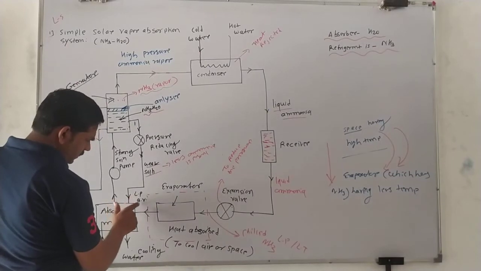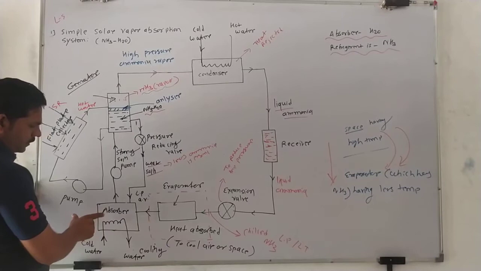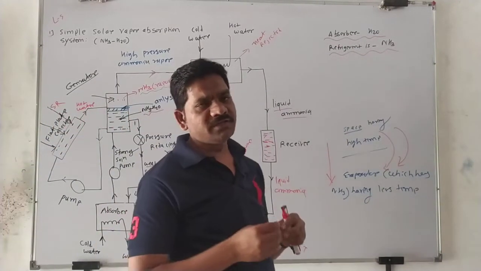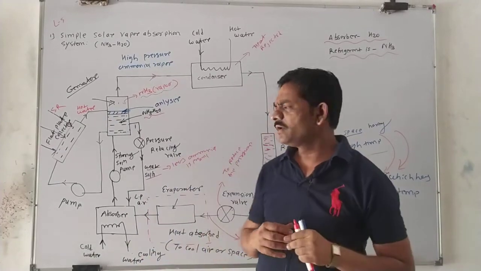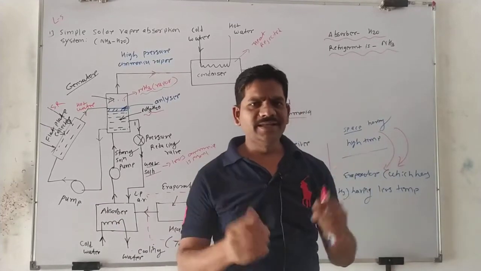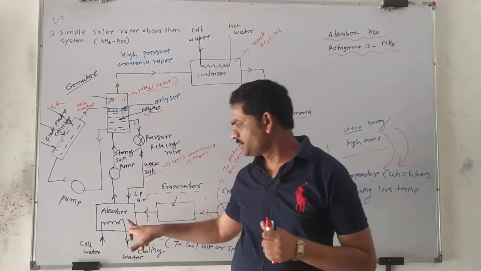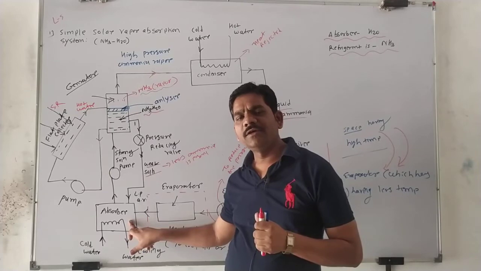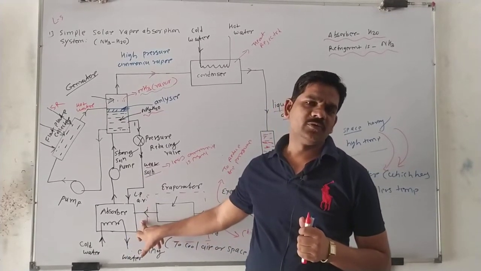So this low pressure ammonia vapor is once again passed into the absorber. But what is the absorber? The absorber is nothing but water, H2O. Students, for this absorber we always want a very low temperature, not a very high temperature. Suppose the absorber water has a high temperature, then it cannot absorb so much ammonia vapor.